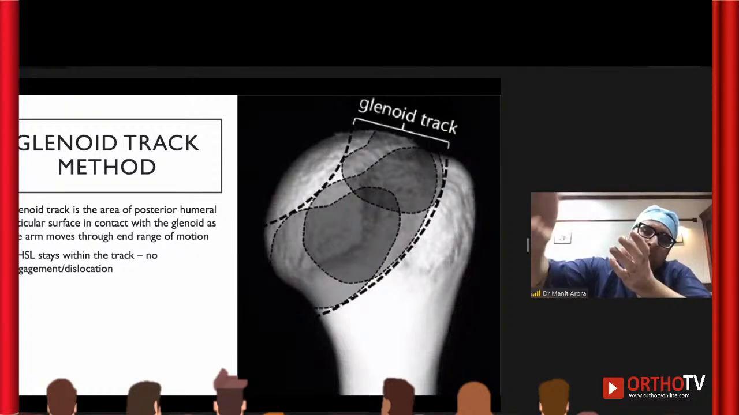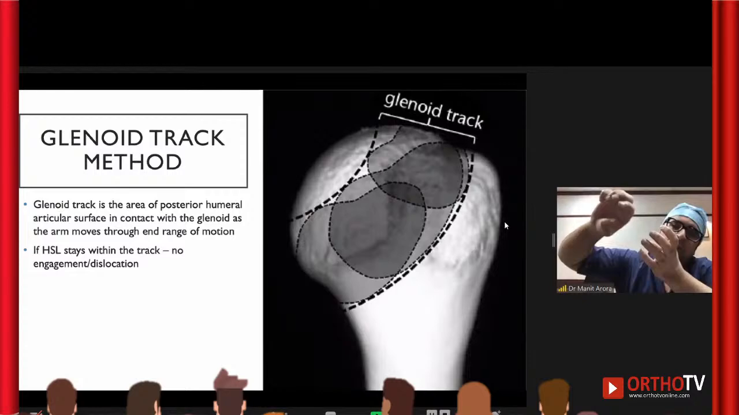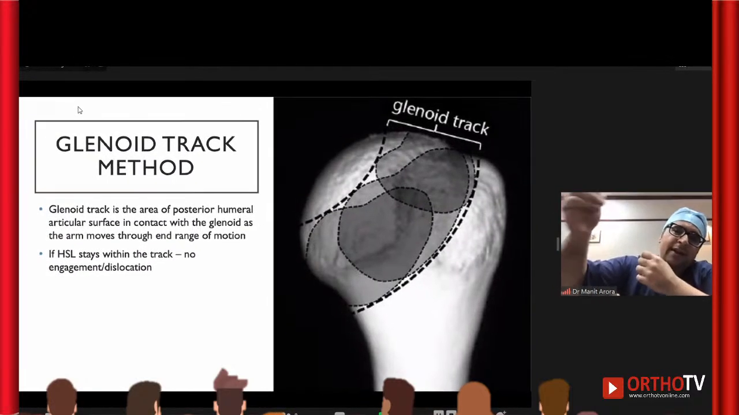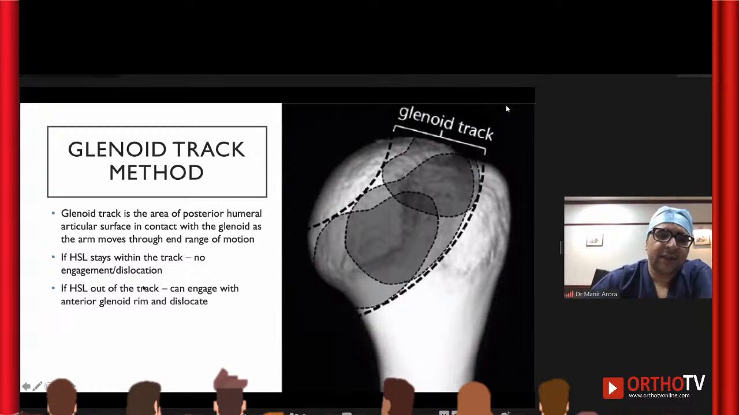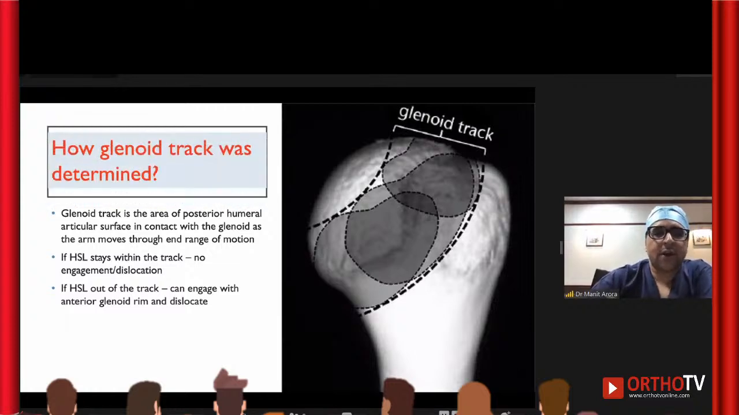So if your Hill-Sachs lesion is sitting within this, then it will always face the glenoid and it won't pop out. If your lesion sits outside of this track, it means that when it's moving into that end range of motion, your lesion will be bigger than the glenoid track and hence can pop out. So if the Hill-Sachs lesion stays within the track, it's not going to pop out. And if the Hill-Sachs lesion comes out of the track, that means it's bigger than the anterior glenoid rim and it'll pop out.